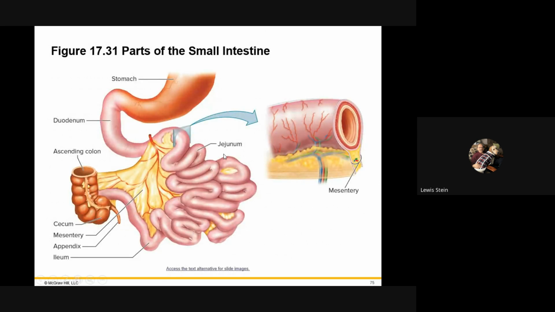So you can see, and here's the transition. You have duodenum, 10 inches, jejunum, maybe 8 feet. The rest is ileum. It looks pretty much the same. Interior wise, it's very similar. And here you can see what's called the ileocecal area.